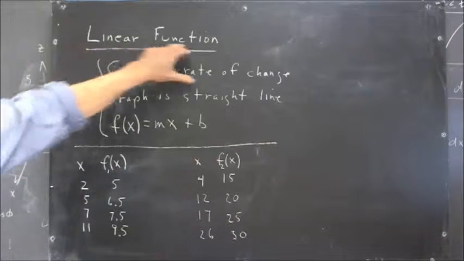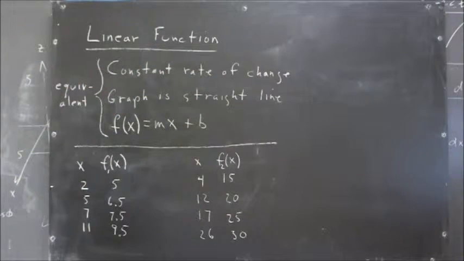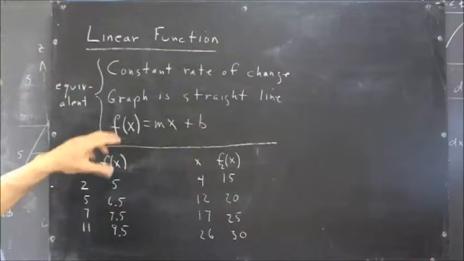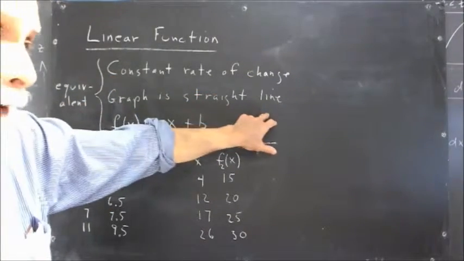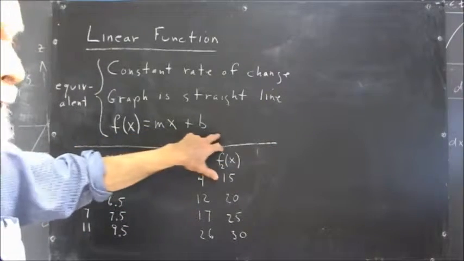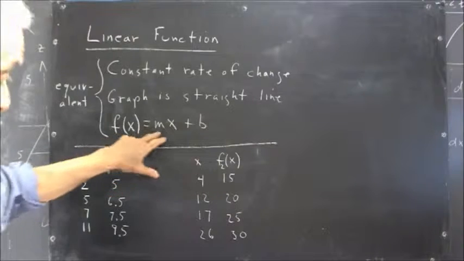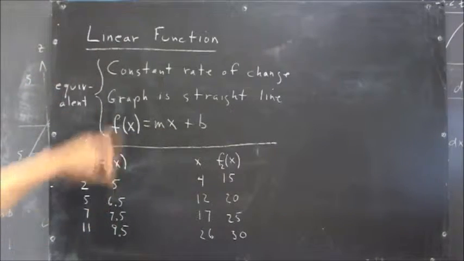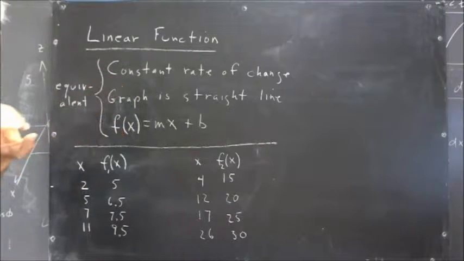Okay, what's a linear function? A linear function is a function that has a constant rate of change, or if we wish, its graph is a straight line, or if we wish, f of x equals mx plus b for a constant m and a constant b. These are equivalent conditions. If one of these is true, the others are true.